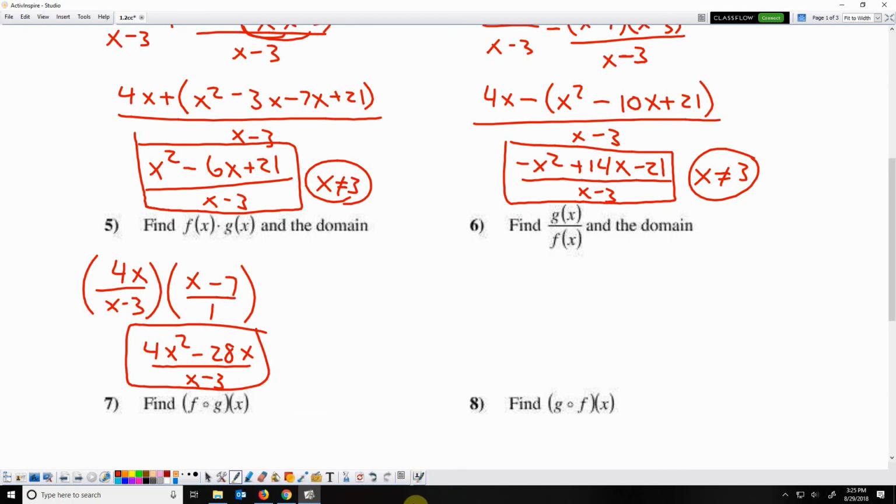So once again, f of x can't be 3, g of x, all reals, and here in this composition, x cannot be 3. So the only restriction is that x cannot be 3.